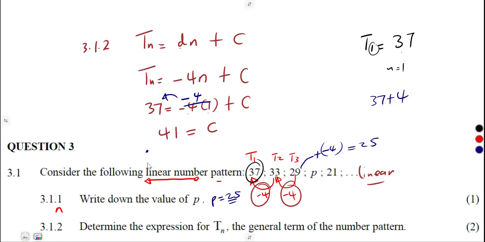Therefore, we can rewrite our Tn as minus 4n plus c, which is minus 4n plus our c, which is 41. Just like that. We had this type from our grade 8 mathematics, grade 9 mathematics.